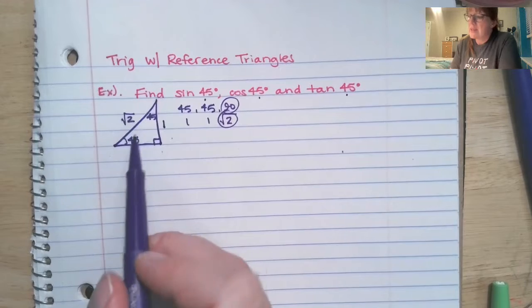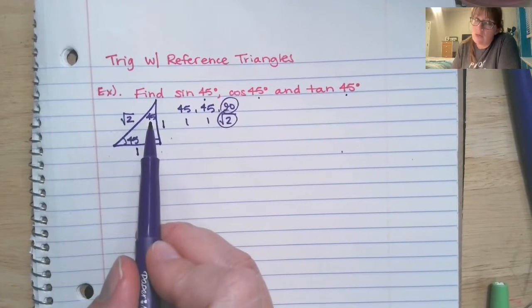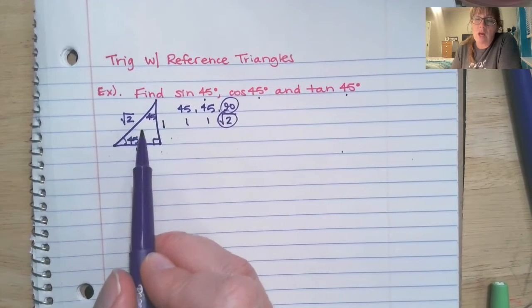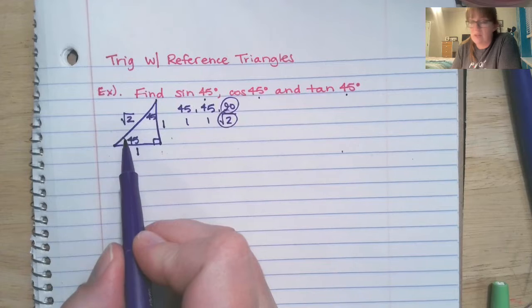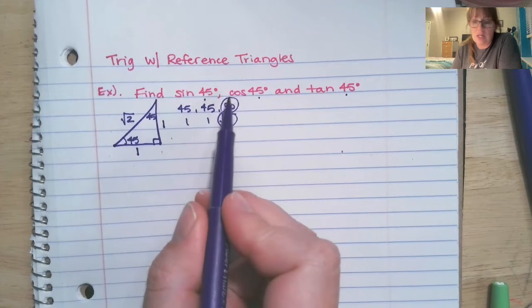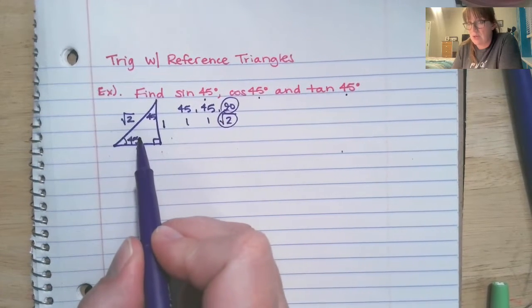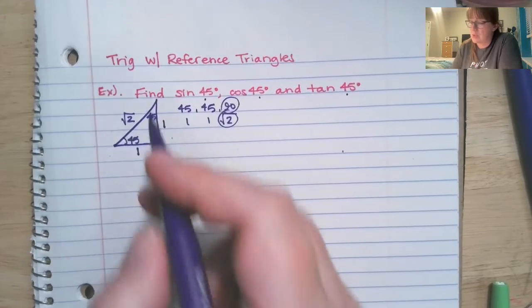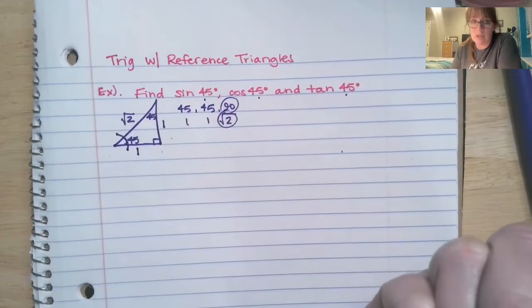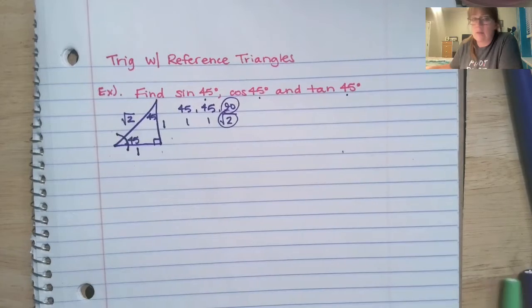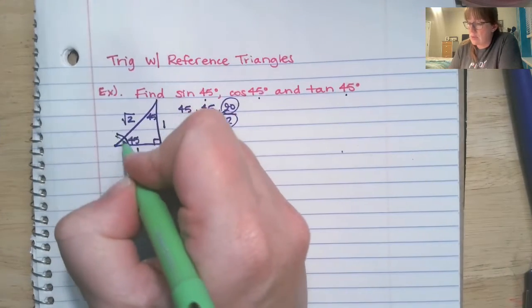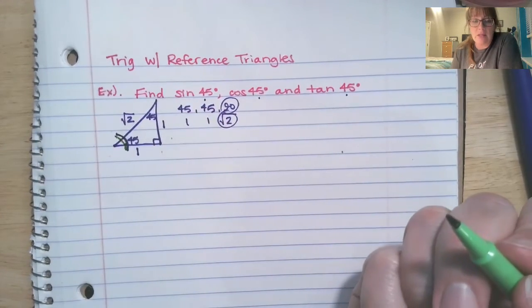Since we have the same angle, it doesn't matter which one we choose. On a 30-60-90, it's more specific. If it was find sine 30, we'd have to use the 30-degree angle, but here it doesn't matter which one we choose. So I'm just going to choose that one for now. Now let's label everything A, H, and O using this angle.